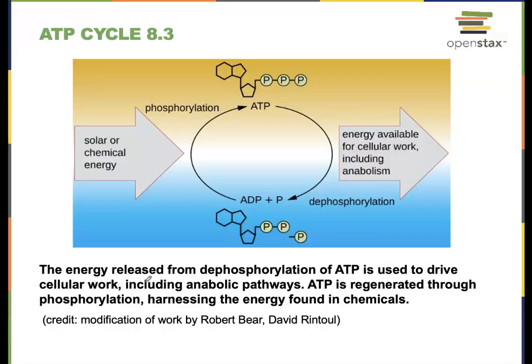All right, so we're looking at ATP. This is just a simple cycle of ATP. So we take our energy that we consume either as sun or as food. When we break that down, we can add a phosphate group to ADP.